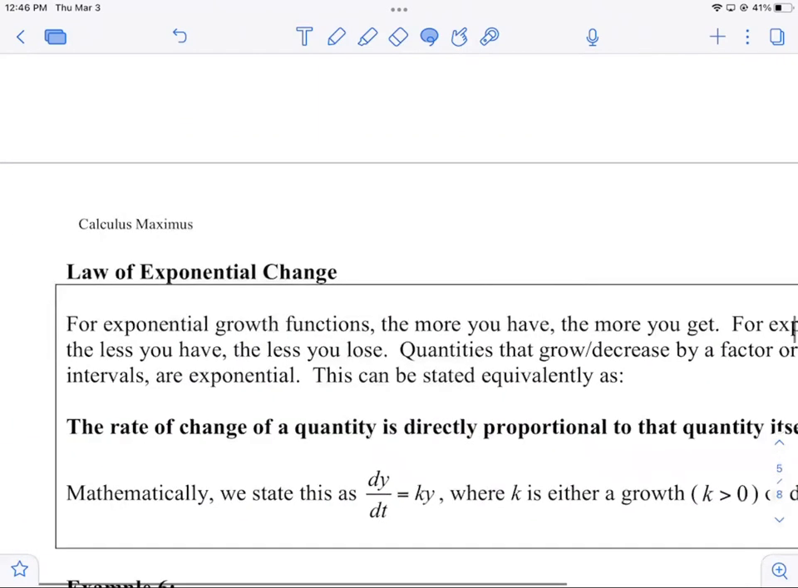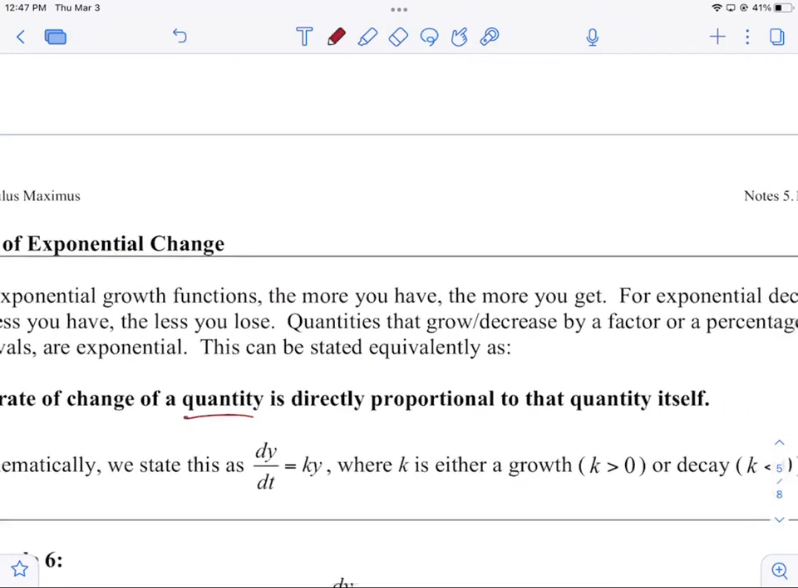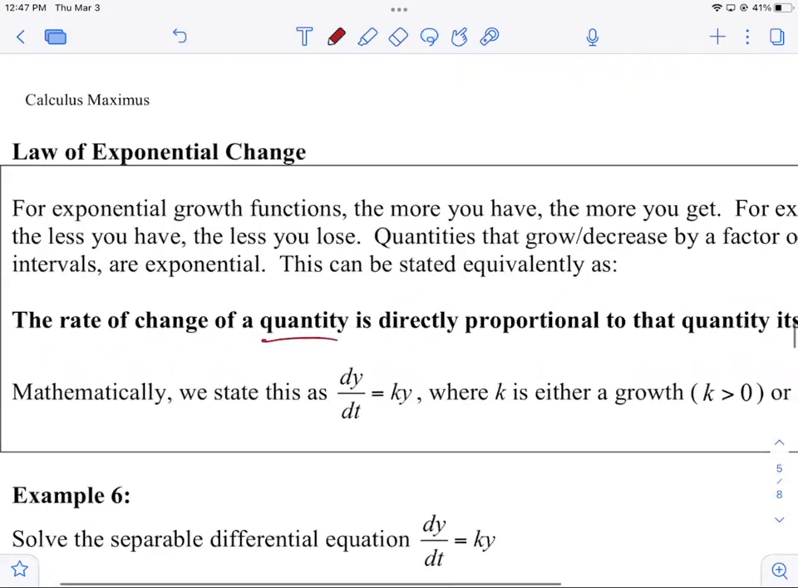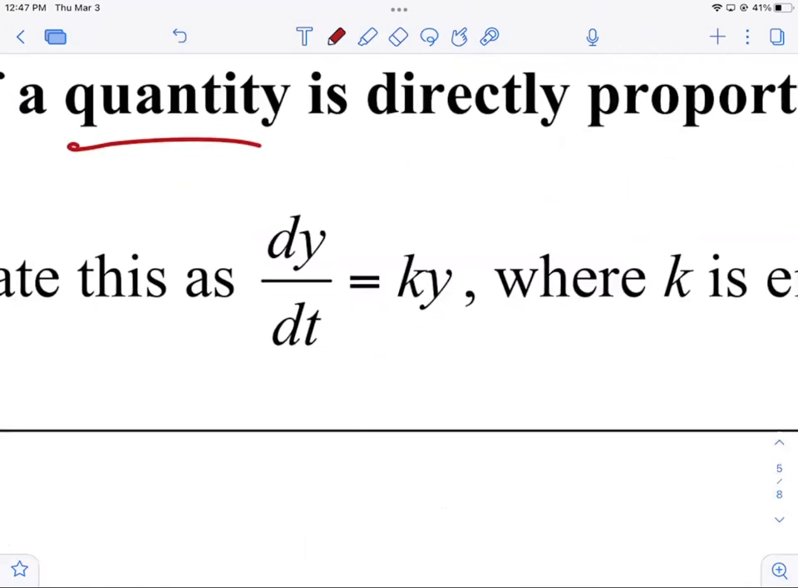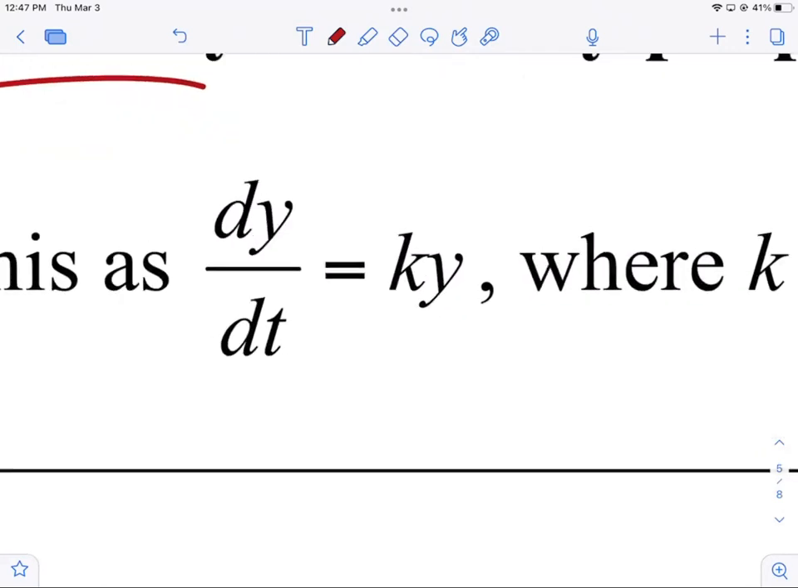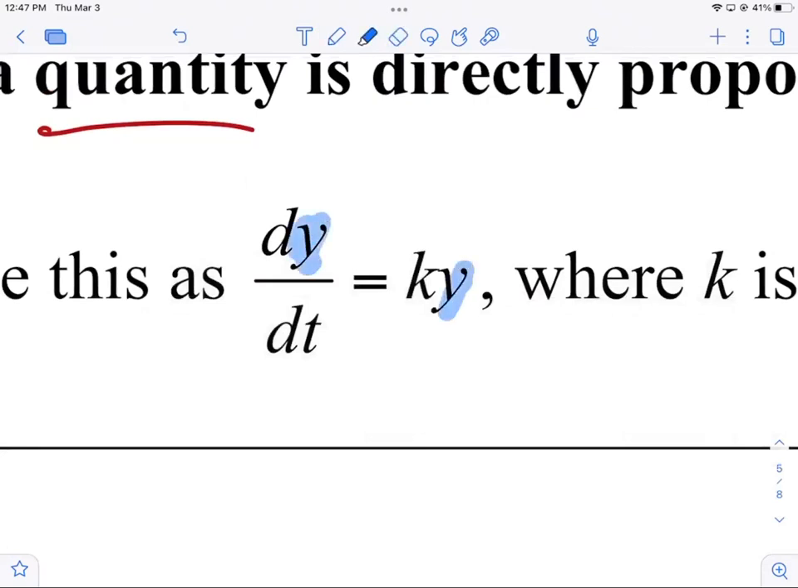So the rule is, the more you have, the more you get, because of this. The rate of change of whatever is growing or getting smaller exponentially, the rate of change of that quantity is directly proportional to the quantity itself. So if we write that mathematically, we could say if y is the quantity, then the rate of change of y with respect to t, time, is directly proportional to y itself. So your dependent variable is there and your independent variable is there. The more you have, the more you get. Y changes faster when y is bigger.